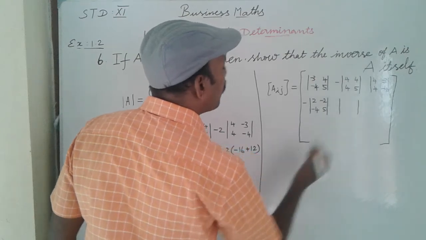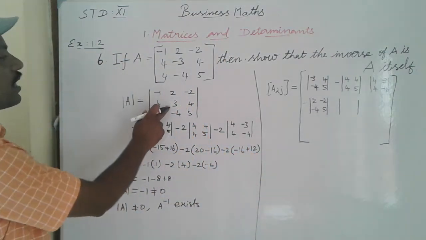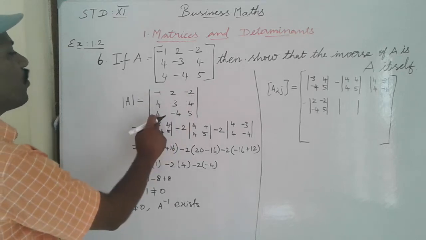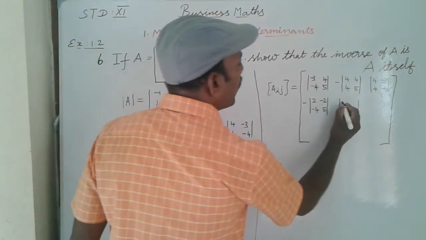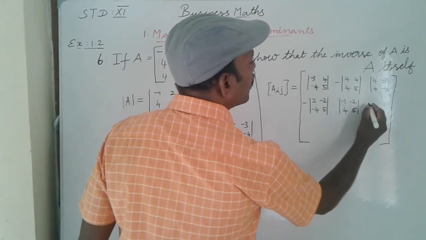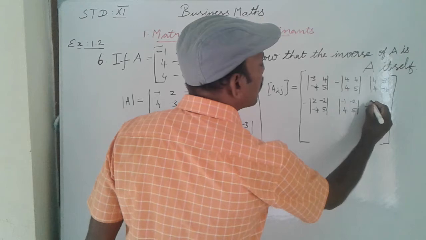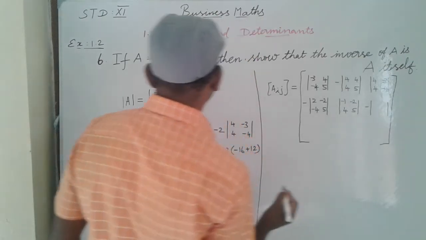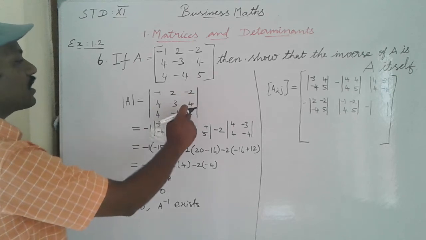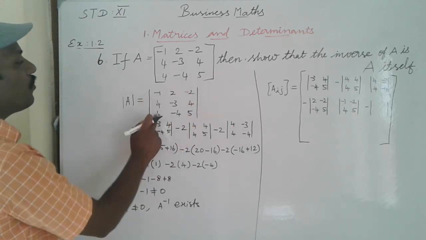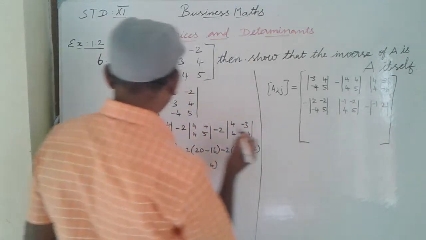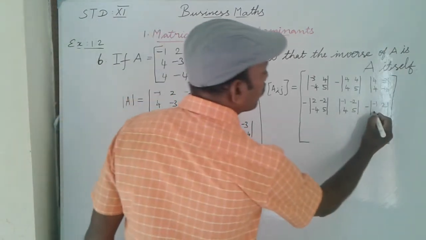It's the determinant for the cofactor of minus 3, with the remaining row and column elements minus 1, minus 2, 4, 5. Next the symbol is minus: the determinant for the cofactor of 4, with the remaining row and column elements minus 1, 2, 4, minus 4.